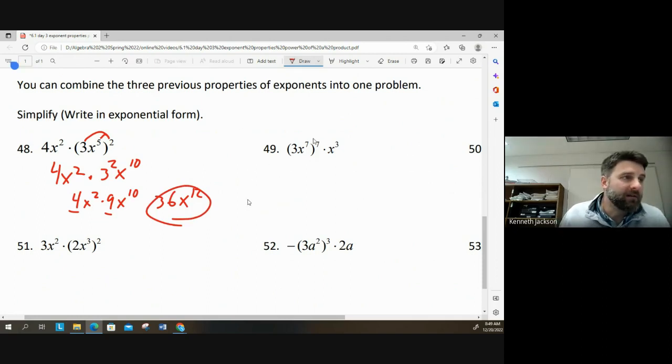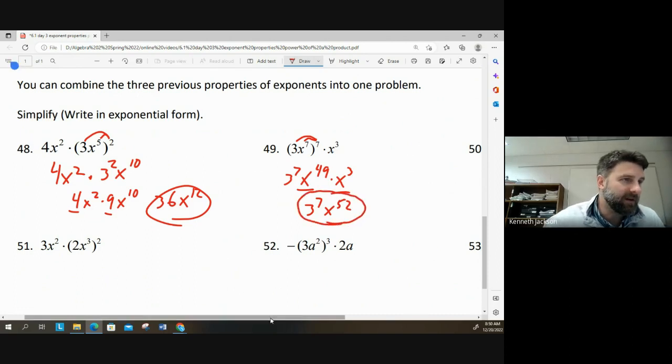On number 49, I have 3 to the 7th, x to the 49th, times x to the 3rd. 3 to the 7th, we'll just leave it as that. And when you multiply by the same base, you can add the exponents, x to the 52nd.